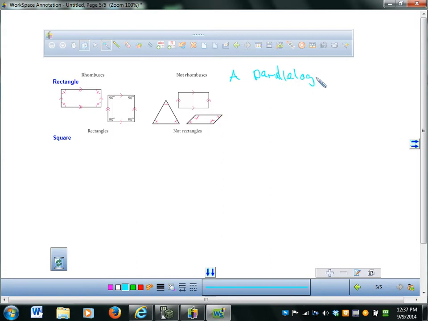Parallelogram, that's really bad writing. With four right angles. Let's just do it like that.